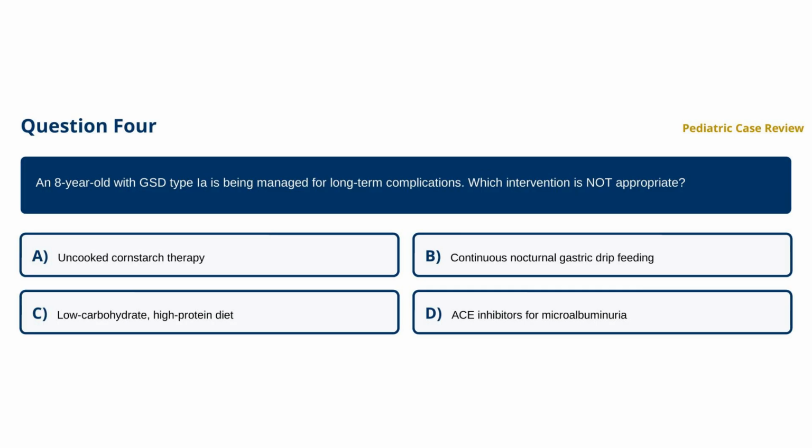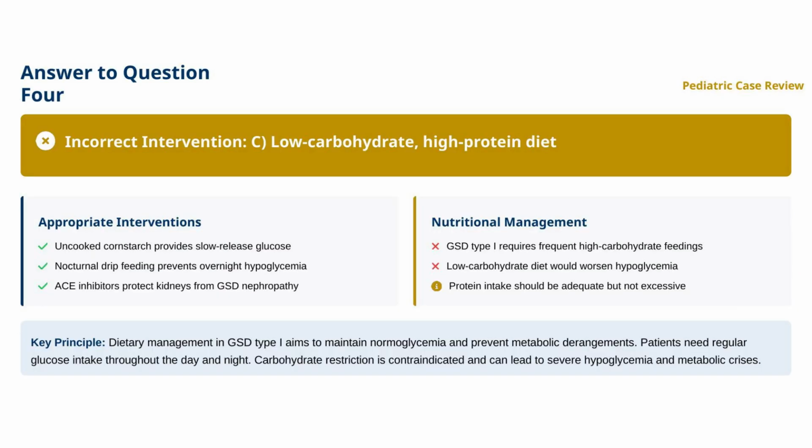Consider the nutritional management principles for GSD type 1 and how different dietary approaches affect glucose homeostasis in these patients. Think about which intervention would be contraindicated or potentially harmful in this metabolic disorder. The correct answer is C, low carbohydrate, high protein diet.